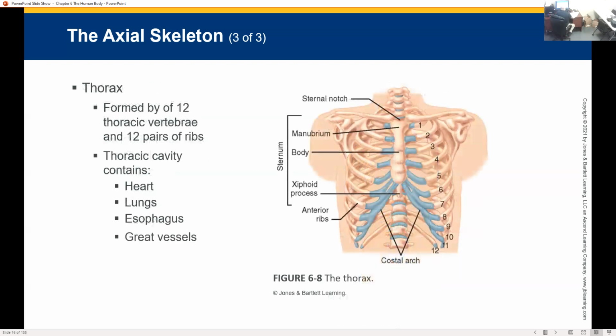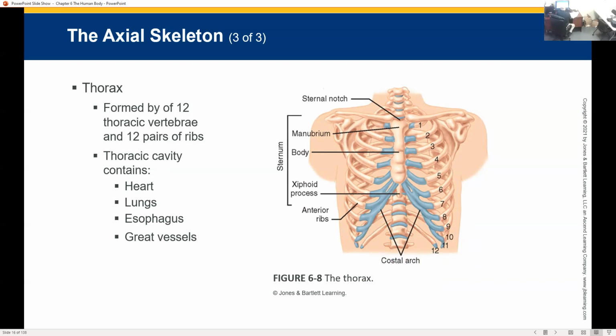All right, so you've got 12 pairs of ribs. Again, you've got the heart, lungs, esophagus, and the great vessels. Now you'll notice the sternal notch at the very top, and then the manubrium. It's a flat piece at the very top of your sternum itself. You can actually feel it. And again, you'll hear talk about the sternal notch.